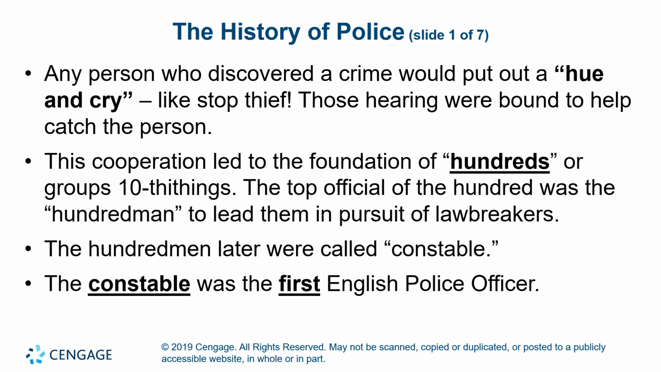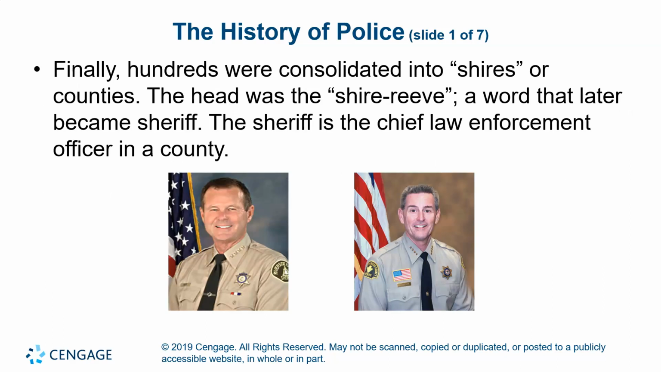So this lower form of cooperation led to the foundation of what they called hundreds, or groups of 10 tithings. And the top official of the 100 was the 100 man, and basically to help lead them in pursuit of lawbreakers. Now, shortly after that, the 100 man was later called the parish constable. And it could be said that that constable was actually the first English police officer. So kind of an interesting dynamic, right?